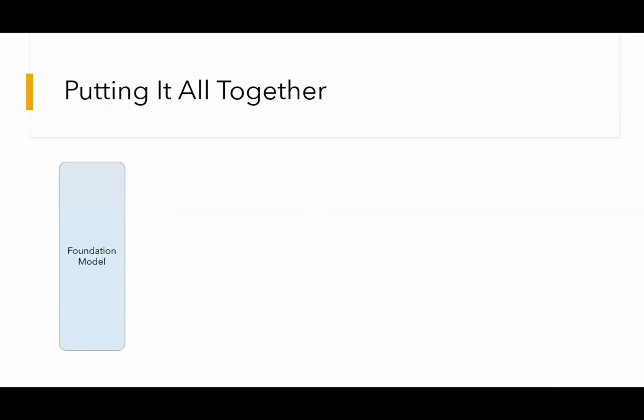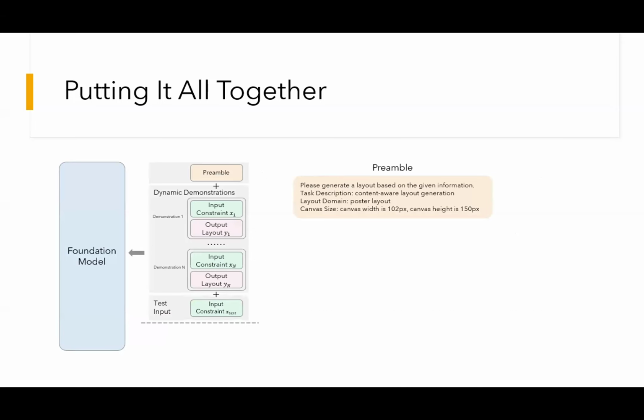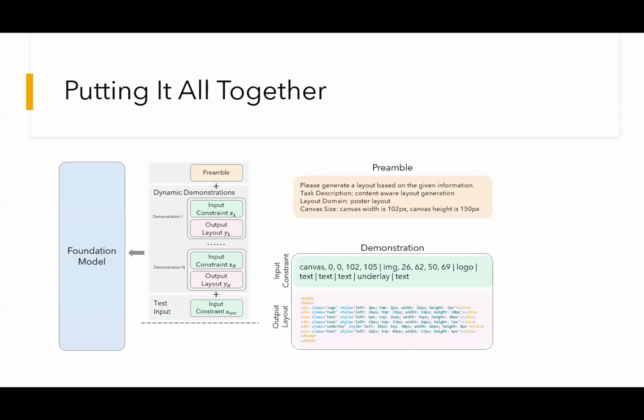Putting all this together, we get the final framework. First, there is a preamble which briefly describes the basic information of the task. Then we have the demonstrations retrieved by the technique mentioned above, and we concatenate the task input. Note that for the demonstrations, the input constraints and output layout follow the particular format we gave in the input-output format paraphrase stage. When we send all of this to the foundation model, it gives the desired layout in the format of HTML code.